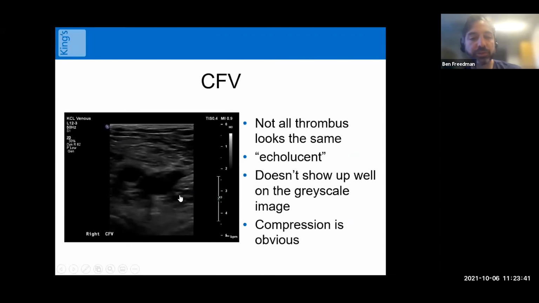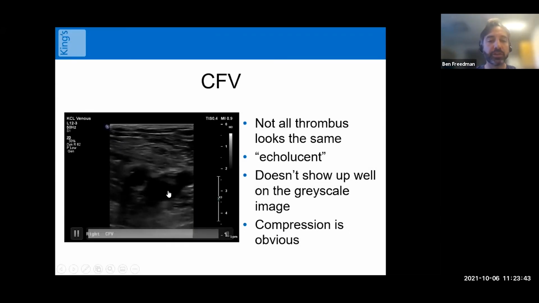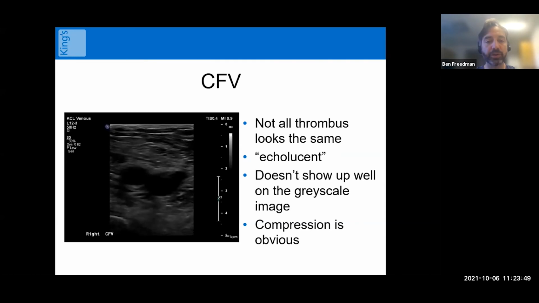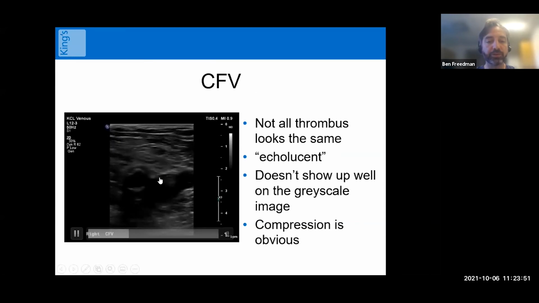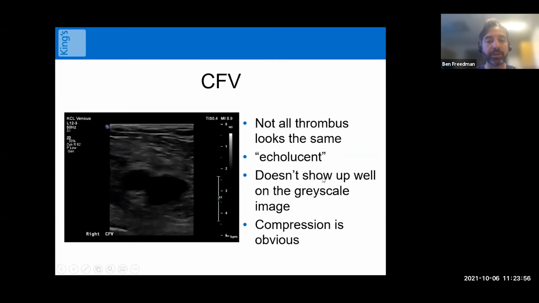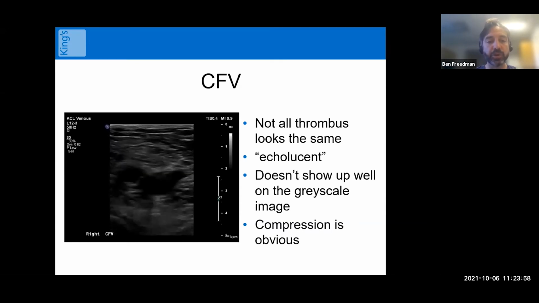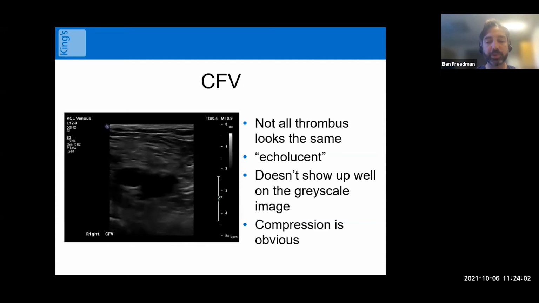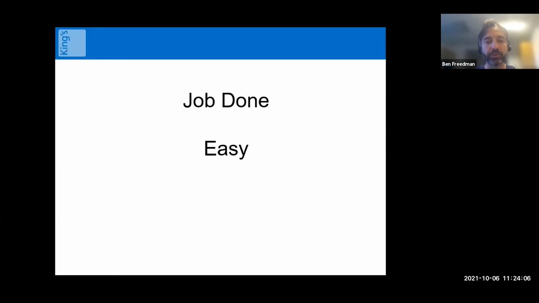Not all thrombus looks the same, and in this case you can see there aren't any echoes generated from within the vein, but on compression you can see that vein is just not collapsing, and there are a few little echoes on the upper wall. But we have to be a little bit careful in a case like this not to press too hard, because we don't want to lead to any of that thrombus breaking off and going upwards where it shouldn't be. So that's it. Easy, or is it?